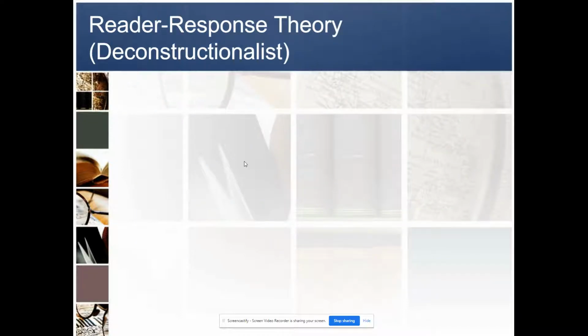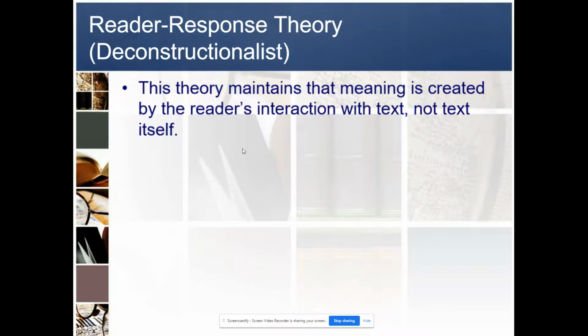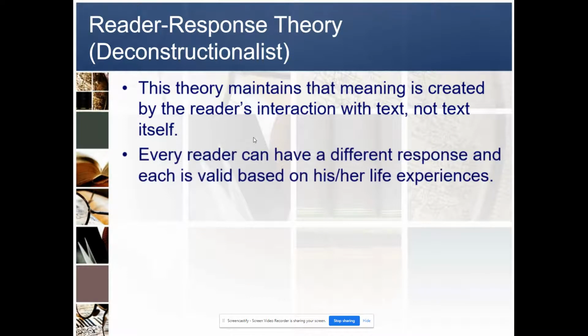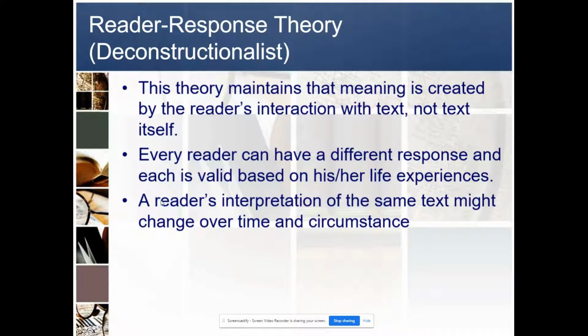As you might guess, deconstructionalist theory goes the opposite direction. Deconstructionalist theory says that the reader's interaction with the text is very important, and that without the reader responding to and interacting with the text, the book is nothing. It's just words on a page. It gets its meaning from the reader's response, because every reader can have a different response based on what they've brought to the table, and all of those responses are valid. A reader's interpretation might even change over time, and each of those interpretations is valid.